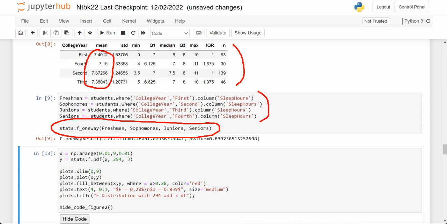Okay, and again, the ANOVA is going to be used on the project, and details about the project will be forthcoming tomorrow.